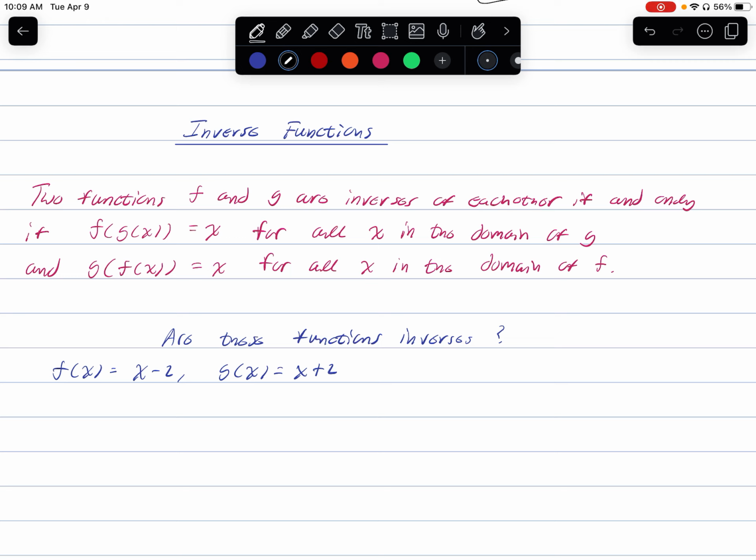If and only if f of g of x is equal to x for all x in the domain of g, and g of f of x is equal to x for all x in the domain of f. So you have to satisfy both of these. You have to check both directions every time. Okay, it's not enough for f of g of x to be equal to x, and it's not enough for g of f of x to be equal to x. They both have to be satisfied here.